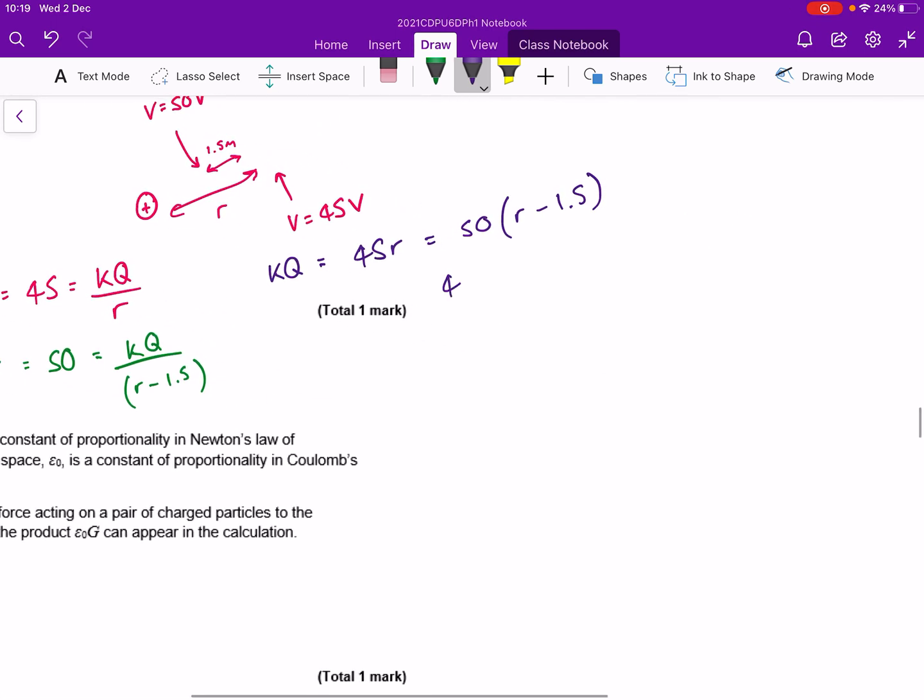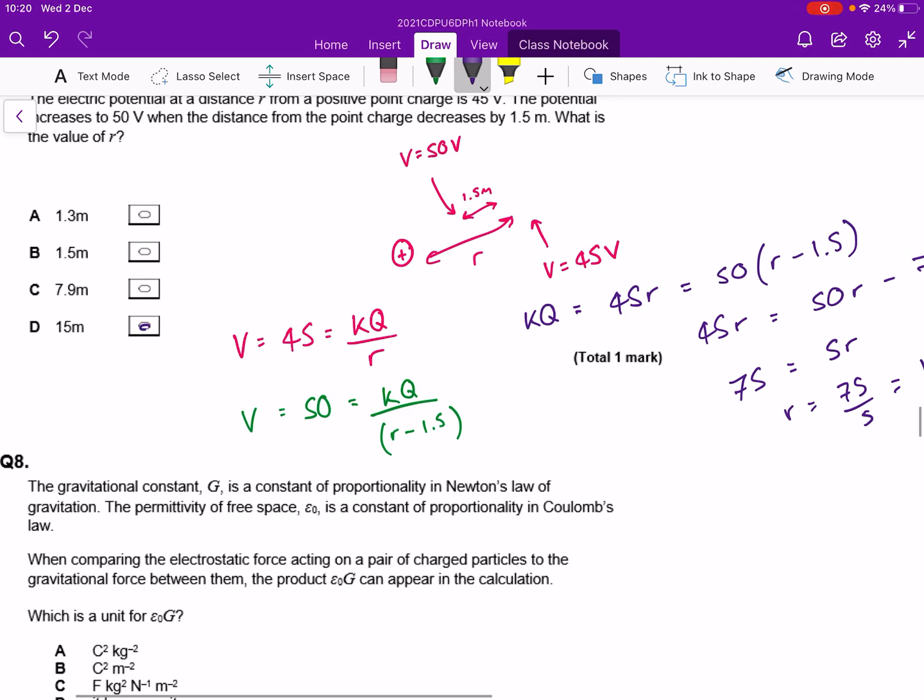And now it's a case of solving for r. So 45r equals 50r minus, what's 50 times 1.5? 75, minus 75 right there. So 75, not 7.5, 75. So move things around. 75 equals 5r. R equals 75 over 5, which is 15. So 15 meters. Yeah, D is going to be our correct answer for question 7.